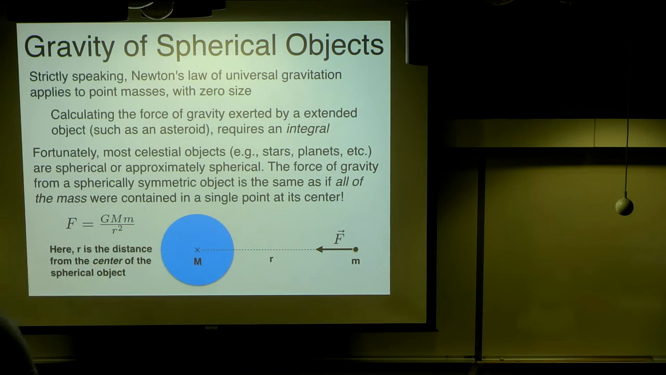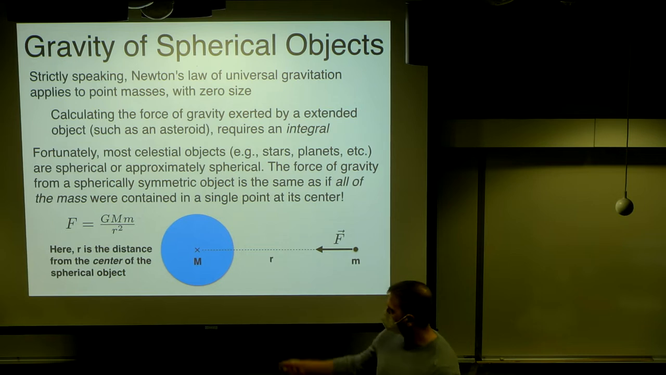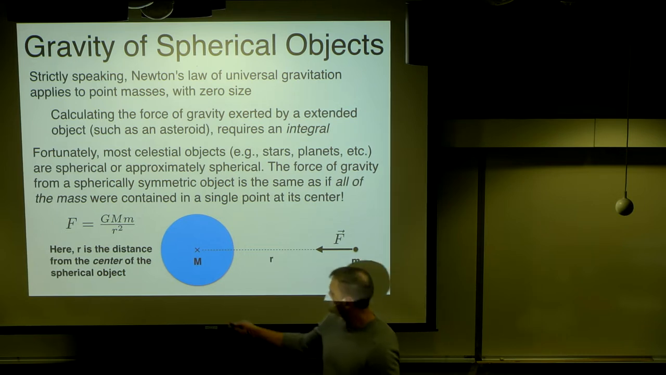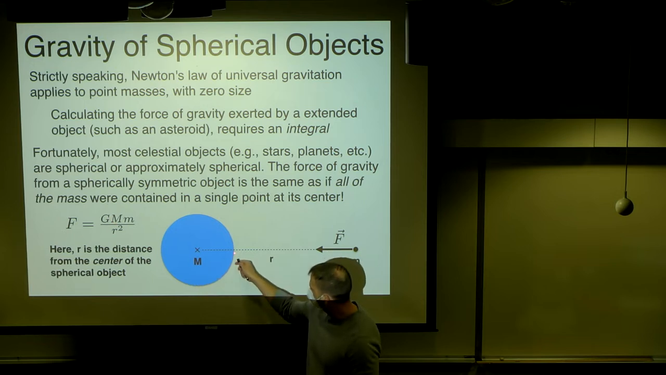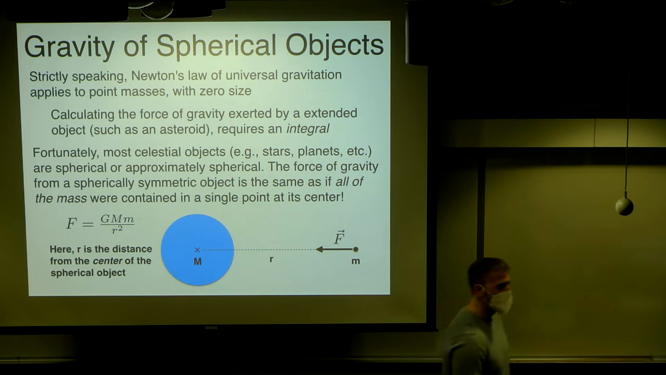So for example, I'm standing on the surface of the Earth, which is approximately spherical. If I wanted to use this formula to calculate the force, I would be calculating with the distance r being to the center of the Earth. Distance to the center is what we're talking about. So, we good on that? From now on, when we encounter a spherical object, we're going to use this result.